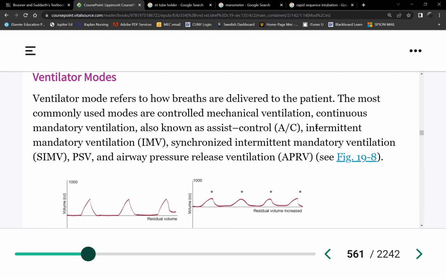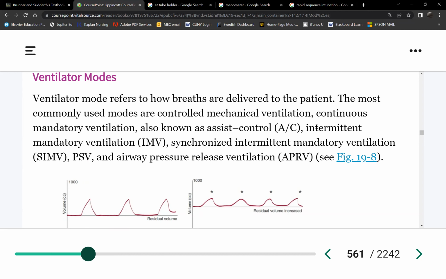There must be a preset rate, meaning I have to tell the ventilator how many breaths to give every minute. And then I also have to tell it how much air to give with every breath. What are those two again? Rate and volume. For purposes of discussion, the volume we'll call tidal volume. So every volume of air that it gives with every breath will be called tidal volume.